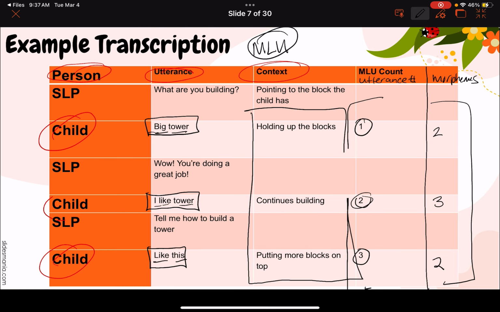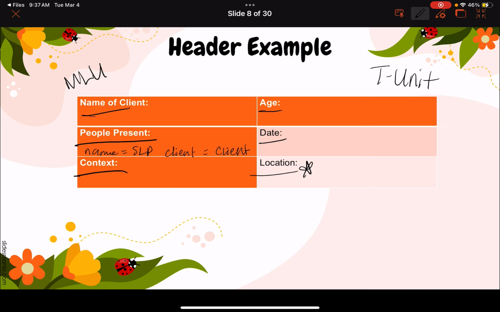So notice here, on this one, I just did SLP and child. And so you might want to just put your name and then SLP. So you put your name, SLP, and then the kid's name, and then you could put child if you wanted. Obviously, if you're working with a teenager or an adult, please don't put child. You can put initials or put client or patient, depending on your setting. That would be really important.